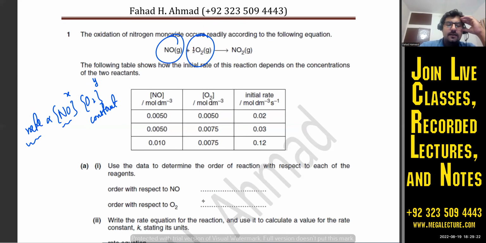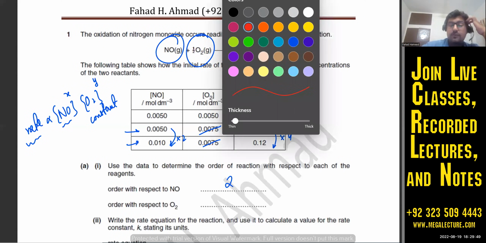So I'll use experiment number 2 and experiment number 3. You get 2 and 3. Double. What happens to the rate? 4 times. तो वो देख के पता लगे order with respect to NO, that's order 2. ठीक है, because you doubled and it quadrupled.